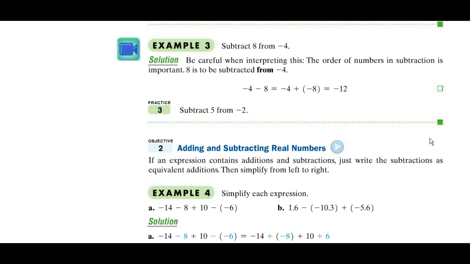Now, this could be tricky, so be careful. And what does this say here? Subtract 8 from. So we put the from first, and now subtract 8. I can tell you a few students had this wrong because they weren't able to interpret this correctly. So from the negative 4, you're going to subtract an 8.